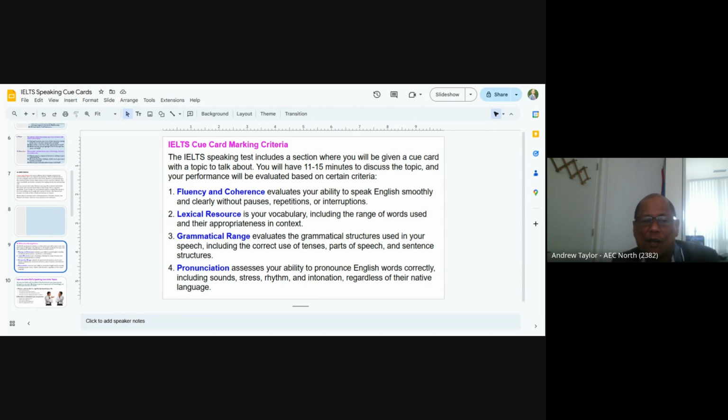So for number 2, lexical resource, be sure that you are using beautiful vocabulary, and not only beautiful advanced vocabulary, but vocabulary that is appropriate. Okay, number 3, grammatical range. Grammatical range in simple English means you are using advanced grammar.